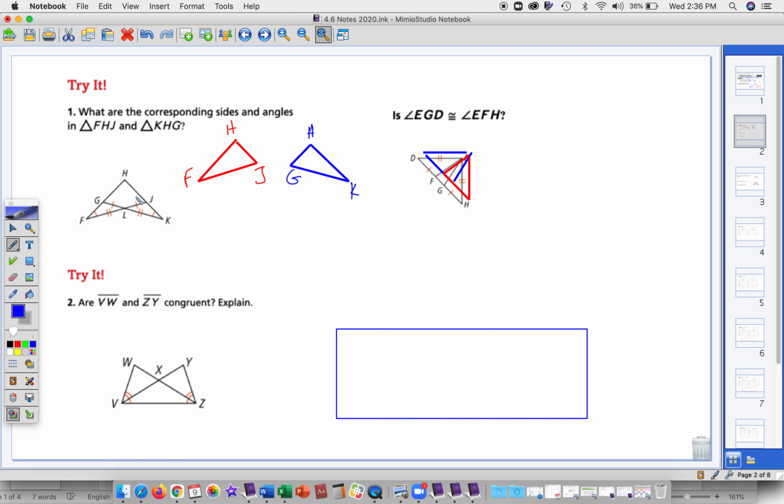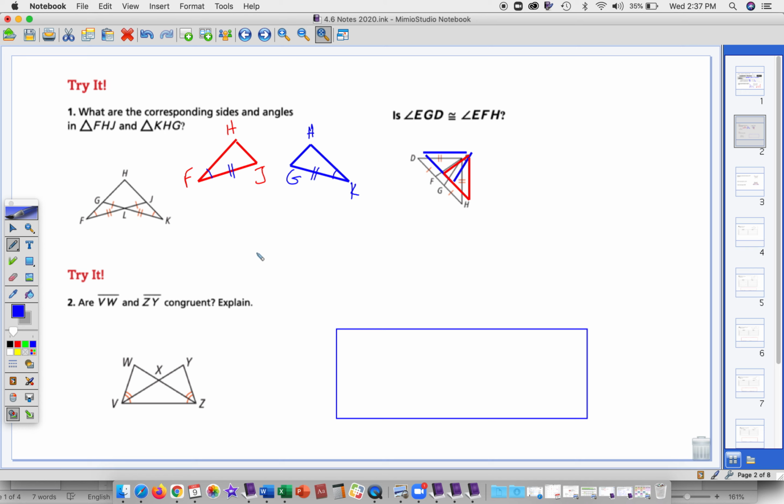Okay, so again, here I have markings on angles F and K that show me that those angles are congruent. And then I also have congruency markings on FL and KL, and also GL and JL. Now, if I have congruent parts and I add congruent parts to them, I get another set of congruent parts. So that tells me that FJ is congruent to GK.